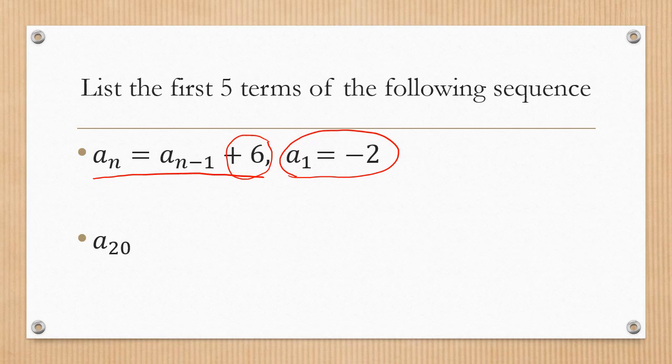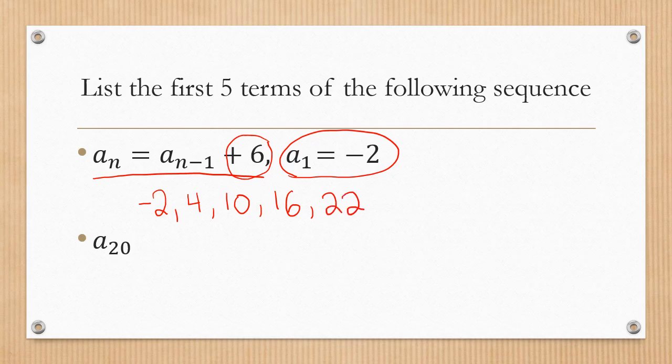That means that the first term of the sequence is negative 2, and I have to add 6 to the first term to get to the second term, which in this case is 4. And then add 6 to 4, which is 10, and add 6 to 10, which is 16, and add 6 to 16, which is 22.